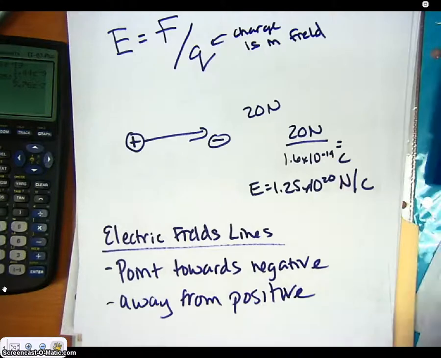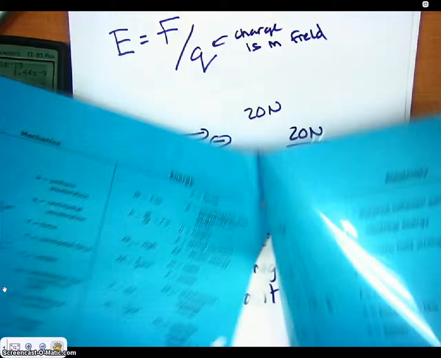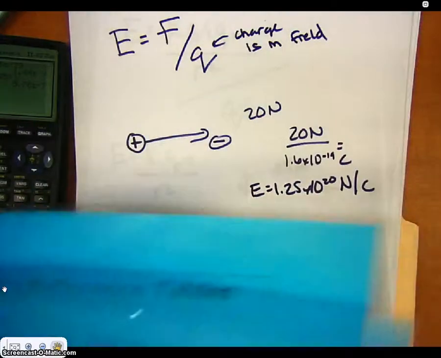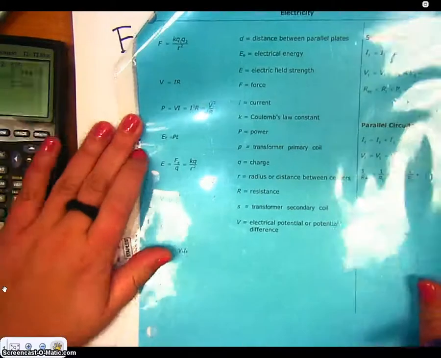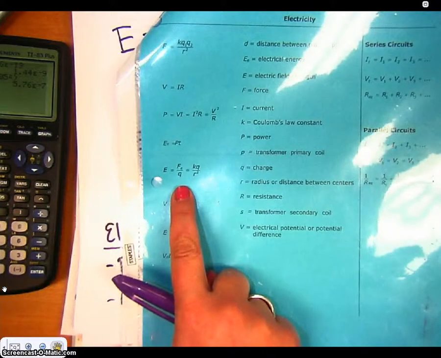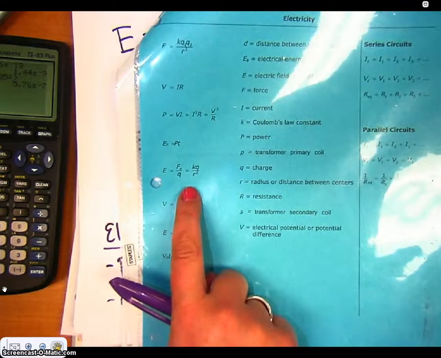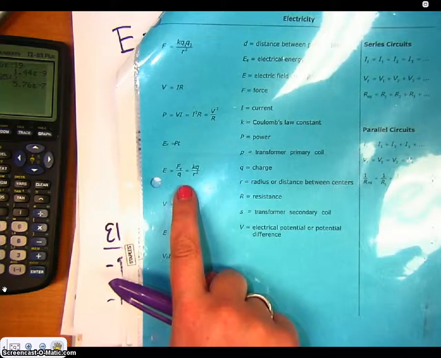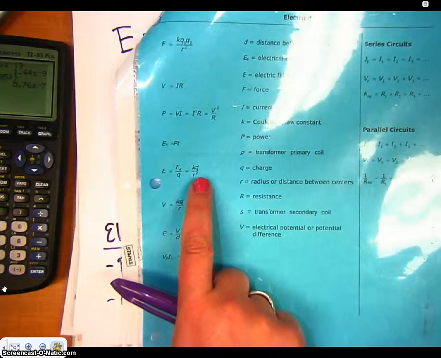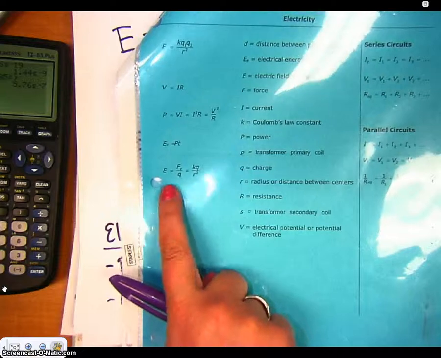Now, just so you're aware of this, if you look in your reference tables under the equations for electric field, you'll see both of those equations written right here. However, it does not distinguish what the Q's are. It does not say one is the Q in the field or one is the Q making the field. So you've got to make sure that you know the difference between this equation for electric field and this equation.